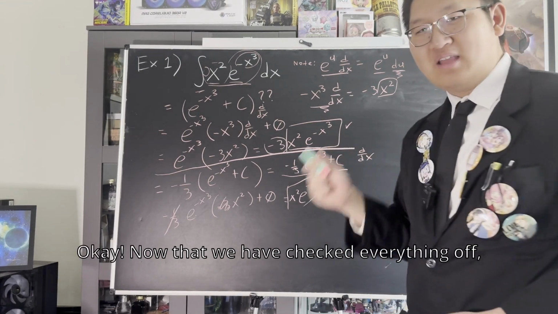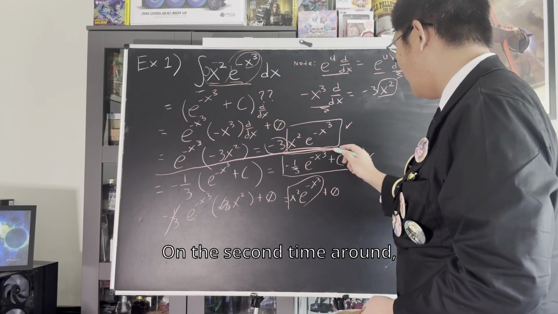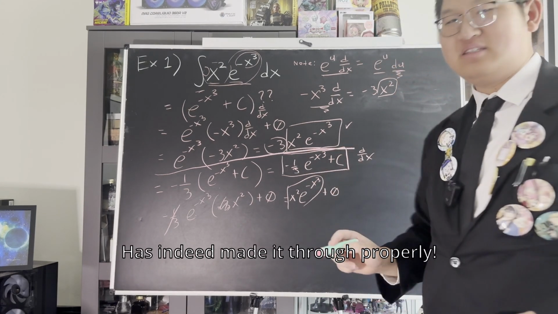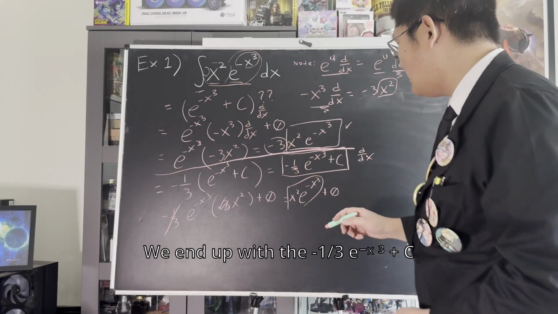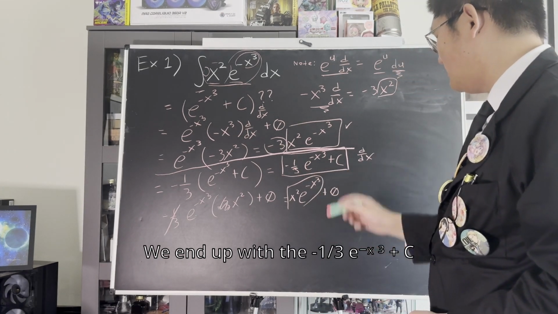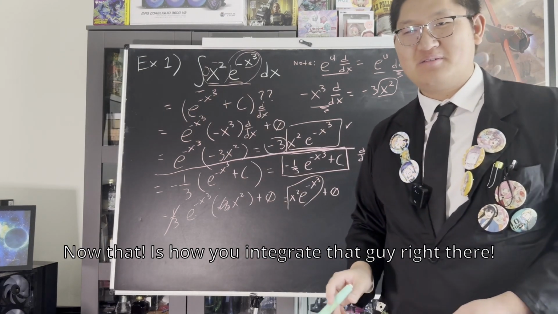Okay, now that we checked everything off, it looks like indeed this proposed answer we had on the second time around has indeed made it through properly. We end up with the negative 1/3 e raised to the negative x cubed plus c. Now that is how you integrate that guy right there.